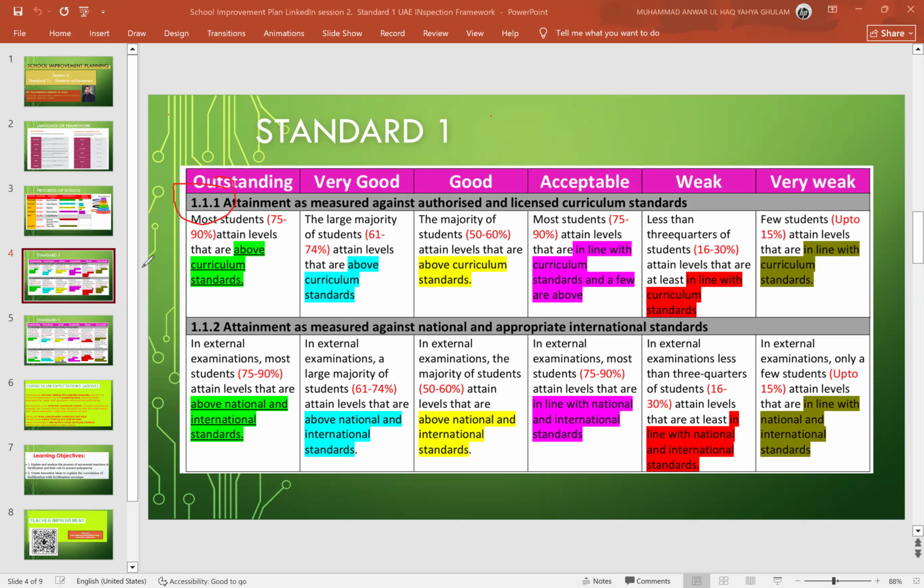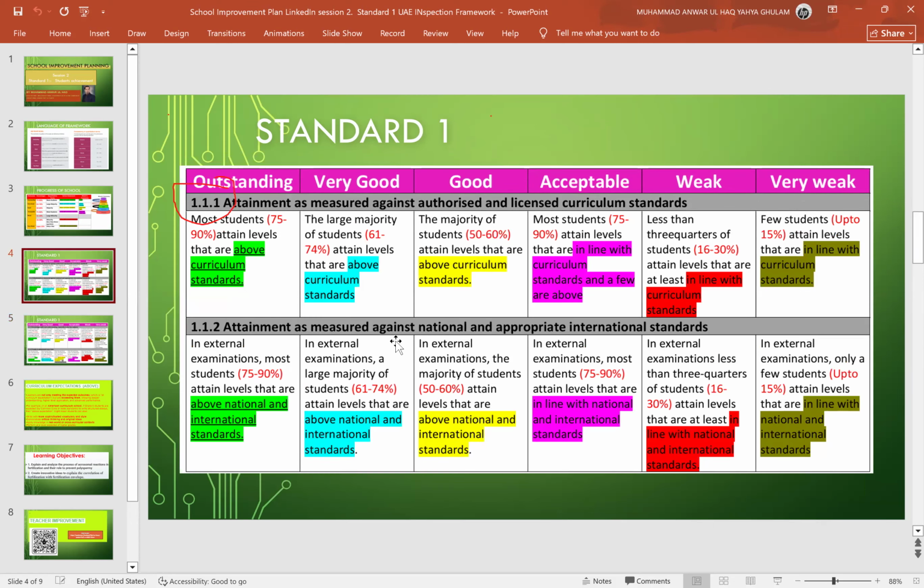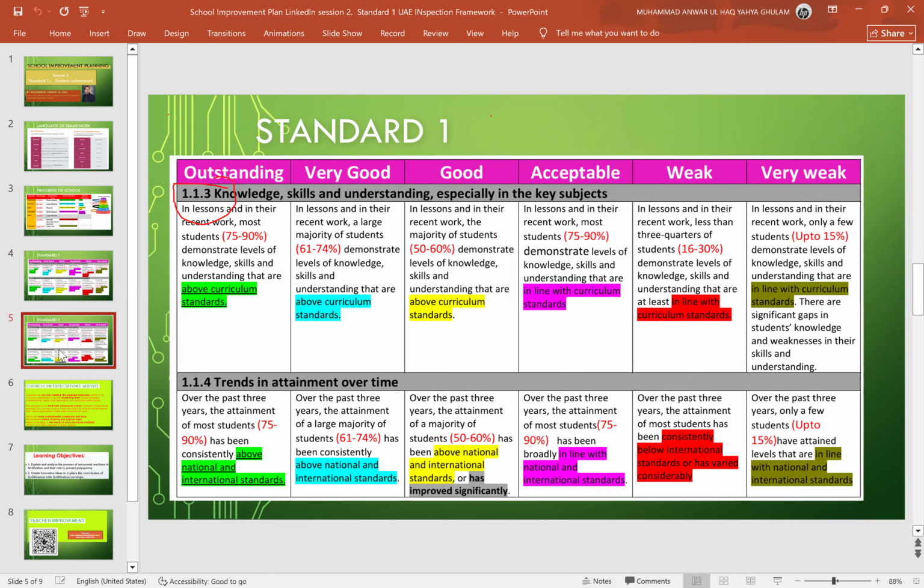Anyway, next part, if we go forward, you'll see the next one is 1.13, which is knowledge, skills, and understanding. Before I move to this one, I'm sorry, I forgot one thing. Look here, the rates remain the same. The percentages remain the same for the international or external benchmarks. There is no change.